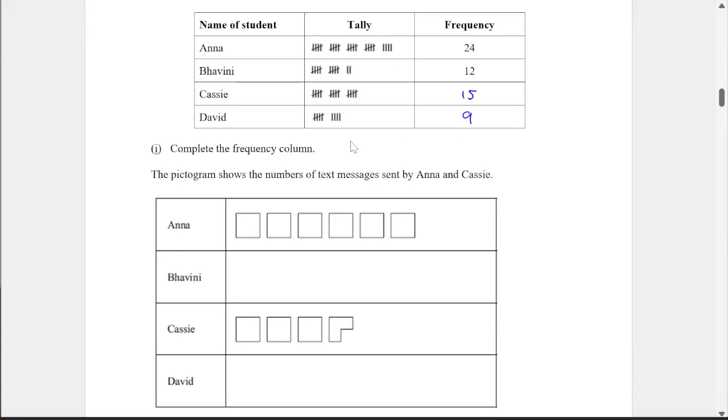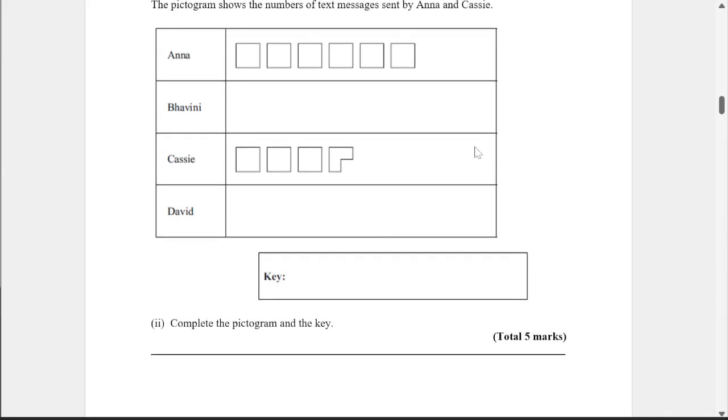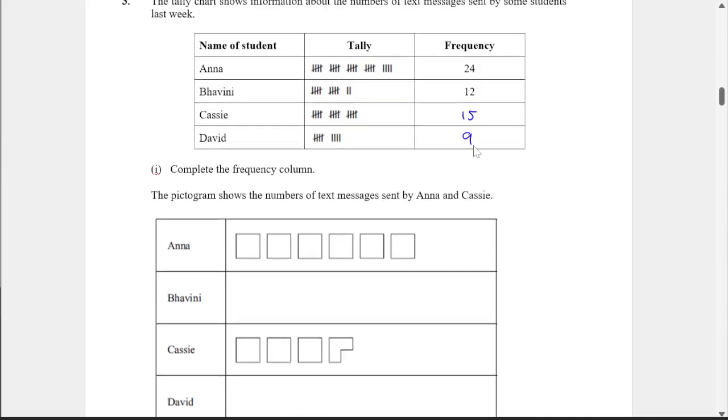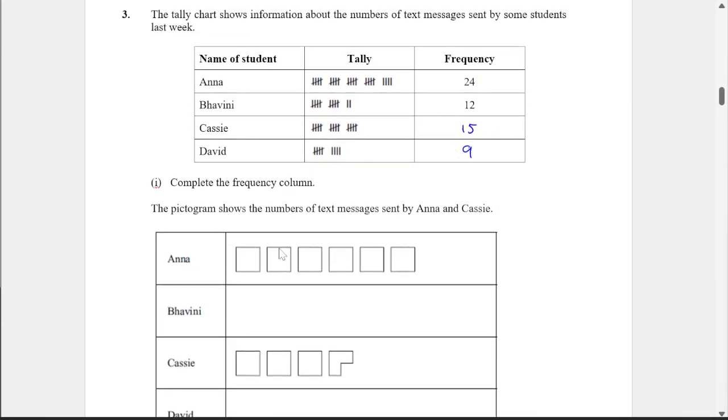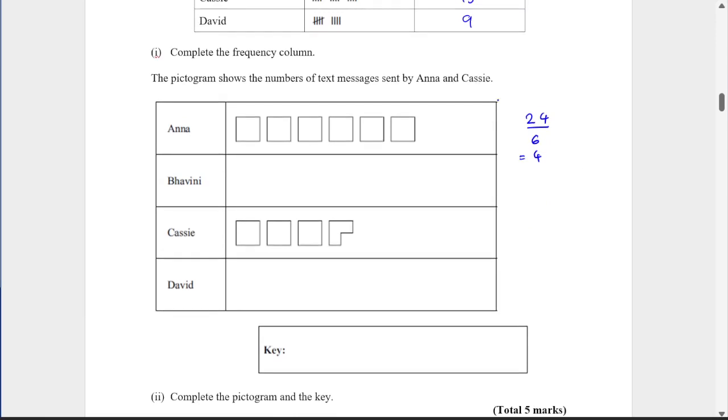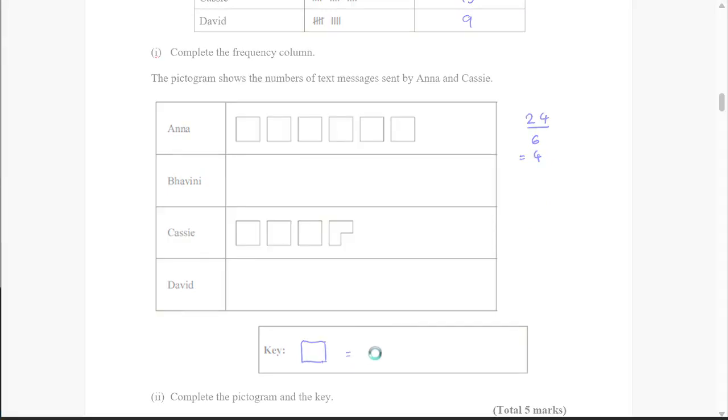And then the second part, the pictogram shows the number of text messages sent by Anne and Cassie. Complete the pictogram. So the first thing I'm going to do is complete this key. So we've got 1, 2, 3, 4, 5, 6 boxes that represent 24. So that tells us how much each box is going to represent. 24 divided by 6. So each box is going to represent 4. So I'm going to draw a square there, and I'm going to say equals 4 text messages.